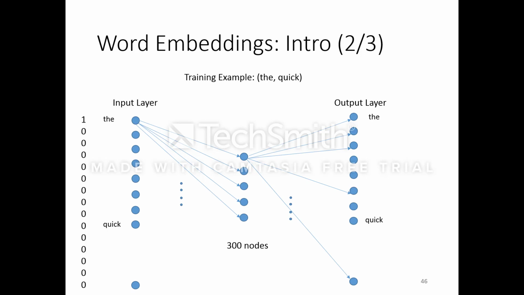Now let's look at how we do the training for this particular training example, the, quick. You pass a one hot vector. It's called a one hot vector because you have just a value 1 in one of the entries, and everything else is 0. Everything else is turned off. So for the input layer vector, you turn on the node corresponding to the word "the", and everything else is turned off.